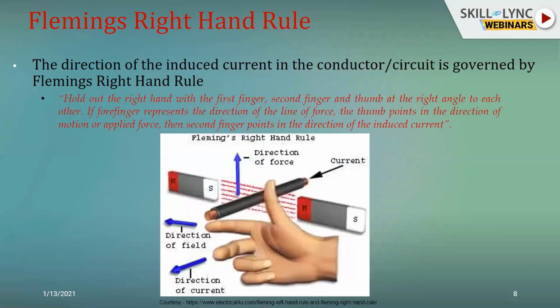That is pictorially depicted over here. I have my applied force depicted by my thumb, which is in the upward direction. I have the working field or the working flux originating from the North Pole and terminating in the South Pole, which is pointed by my first finger. Through the application of Fleming's right-hand rule, I can safely say that the flowing current would be along the direction of the middle finger. It is very important to understand that from the perspective of electromagnetics.